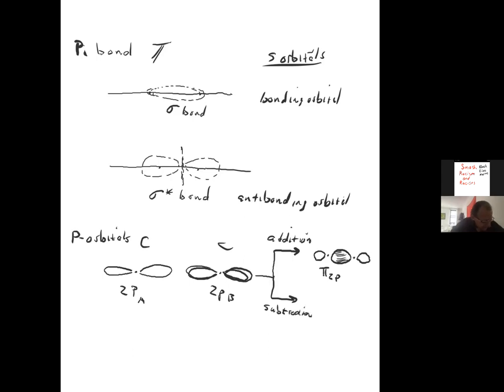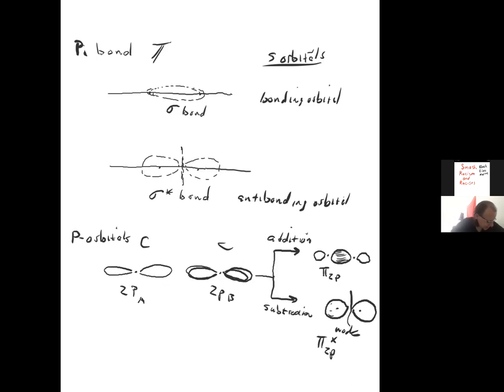Okay? So here's what happens when that occurs. Again, you essentially get the same thing that we got with the sigma. You get a lot of density out here, but you get a node. When you see a node, that kind of tells you it's an antibonding orbital usually. So this is called pi 2p star.